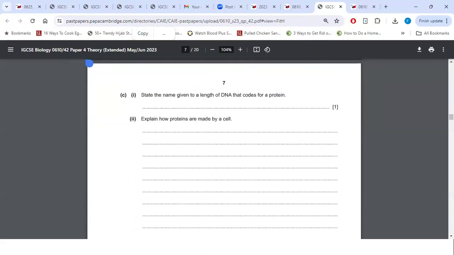Okay. Now, the next part is what we discussed as well, and this is a 5-mark question. Explain how proteins are made by the cell. I want you guys to take a minute, think about it, and then let's see what answers you would like to give. How do we make proteins? How does a cell make protein?